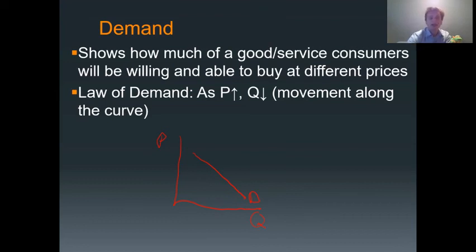Now you can see as you move up and to the left along the curve, if you follow my squiggly line, as price increased, quantity decreased. That's the law of demand in action. Of course, you can phrase it the other way, as price decreases, quantity increases.